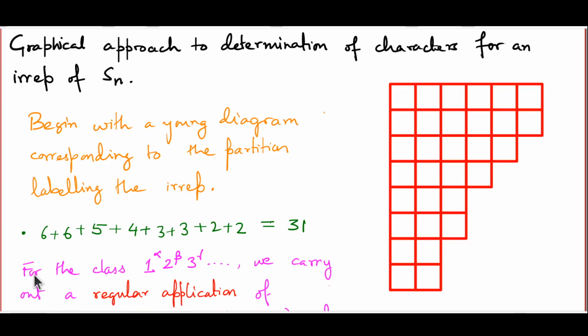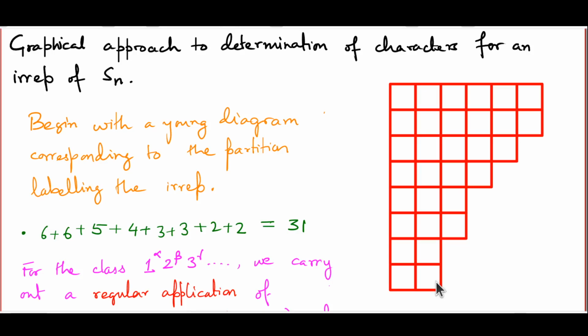For this, you have to start with a Young diagram, which is basically a set of boxes stacked in rows. And this is the Young diagram corresponding to the partition which labels the particular irrep you are interested in. For example, the diagram that you can see on your screen right now corresponds to the partition which has 6 and 6 and 5 and 4 and 3 and 3 and 2 and 2. And all of these add up to produce the number 31.